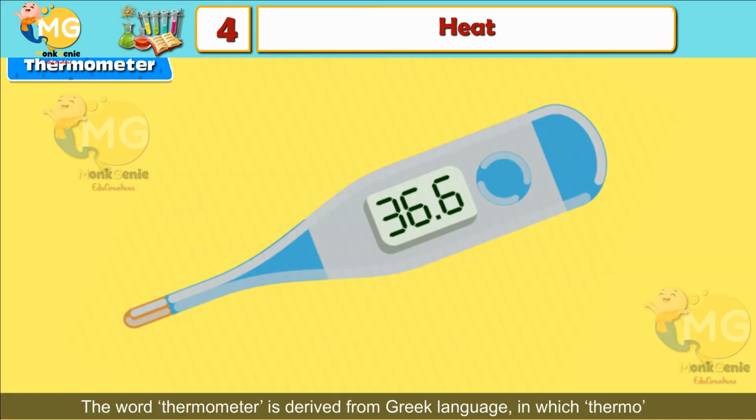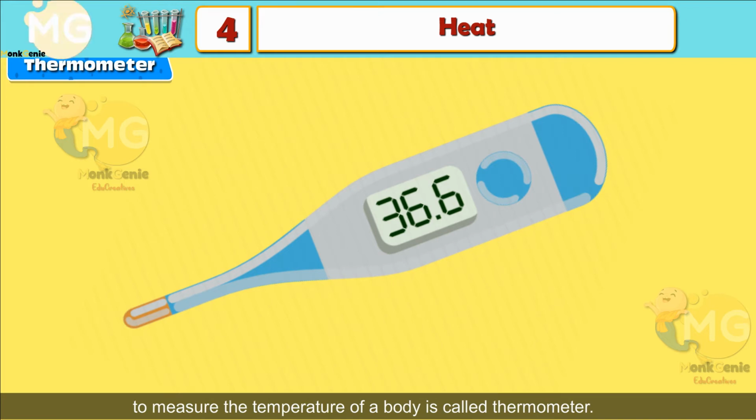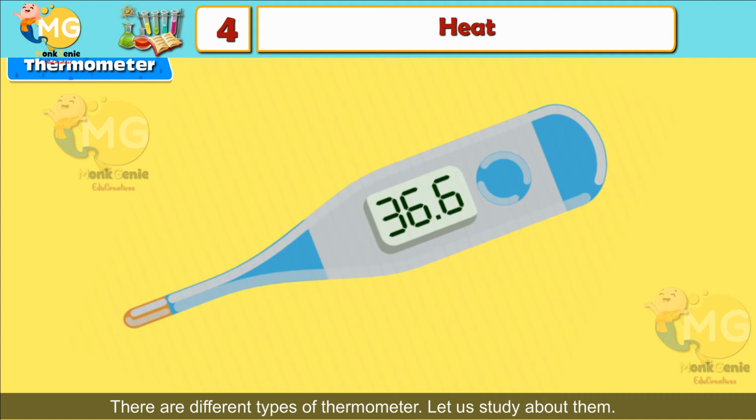Thermometer. The word thermometer is derived from the Greek language in which thermo stands for warm while meter stands for to measure. Hence, the device used to measure the temperature of a body is called a thermometer. There are different types of thermometer. Let us study about them.